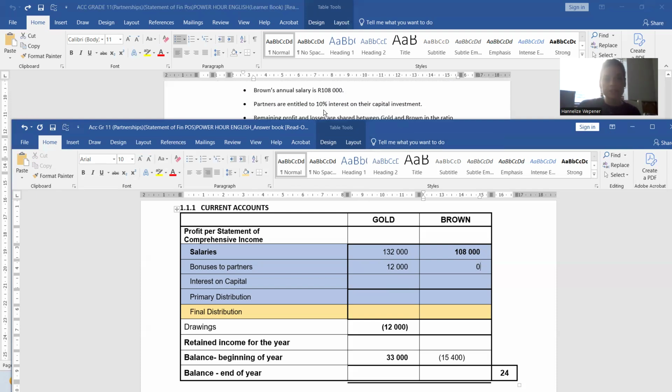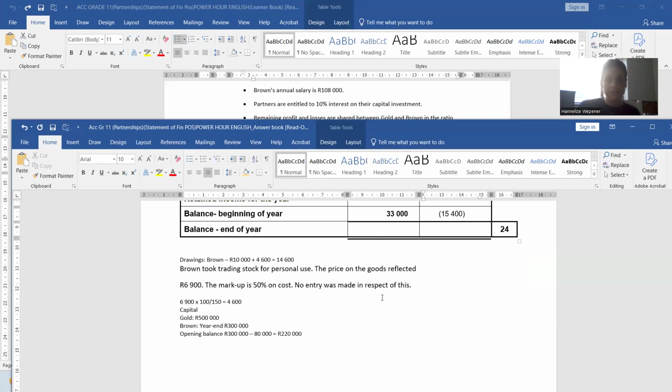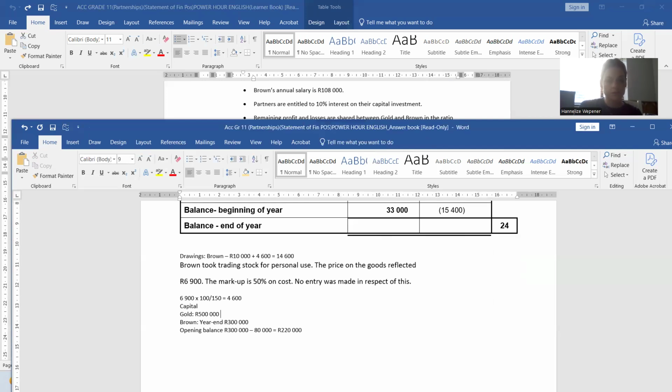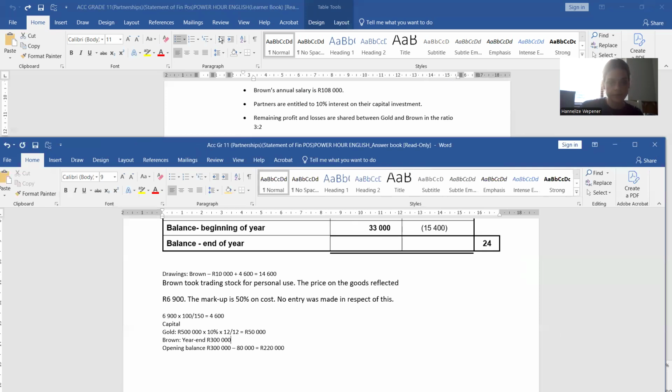Okay, then partners are entitled to 10% interest on their capital investment. In other words, the partners earn 10% per annum on their capital. Gold had the same capital for 12 out of the 12 months in the current financial year. So 10% thereof is 50,000.